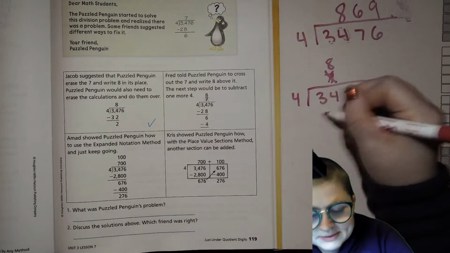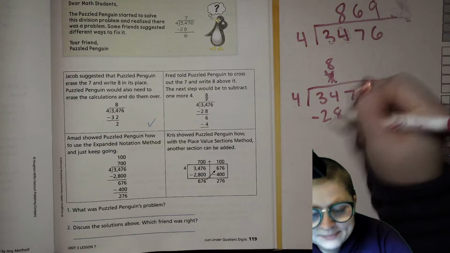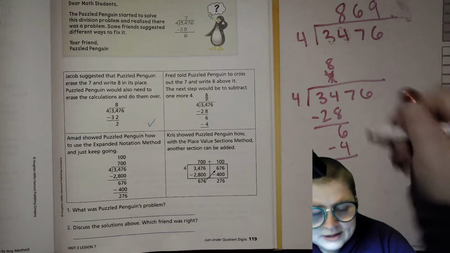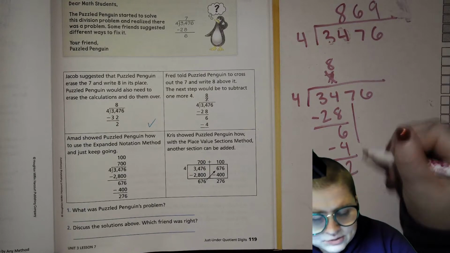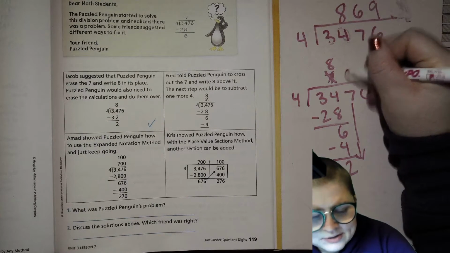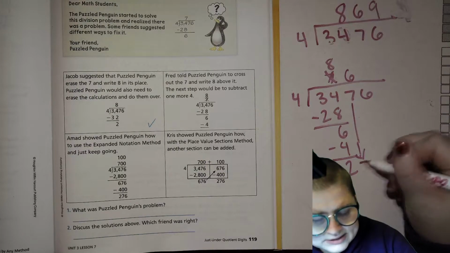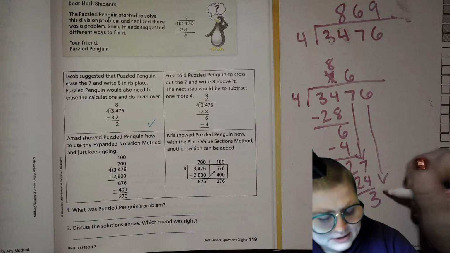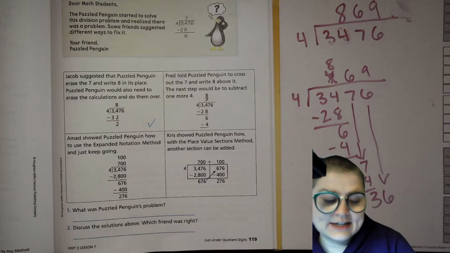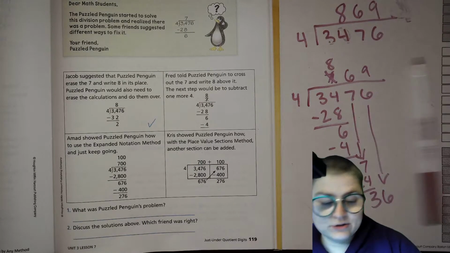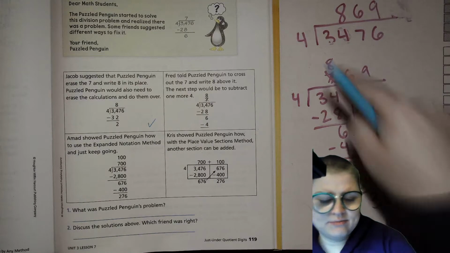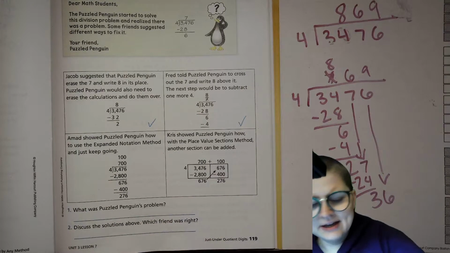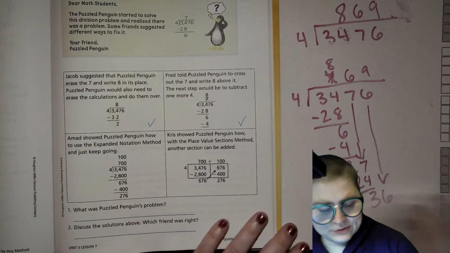So then he had 4 times 7, which is 28. And then he got 6. And then he did 1 more 4 minus 4. You got 2, bring down that 7. Now we're dealing with the same thing. We have our 27 minus 24, and you get 3, bring down that 6, 36. So 869 is still going to get the same answer, right? It's just a little lopsided, but that's fine. We know what it means. Okay, so Fred had a good idea there too.